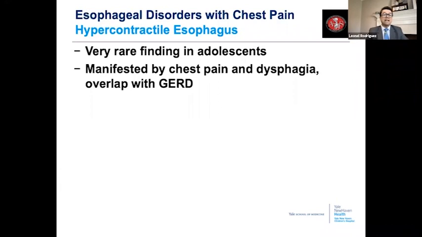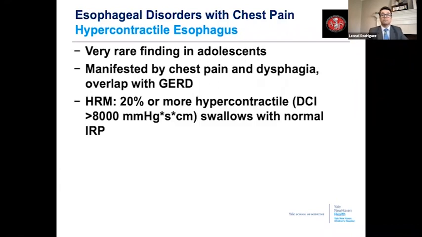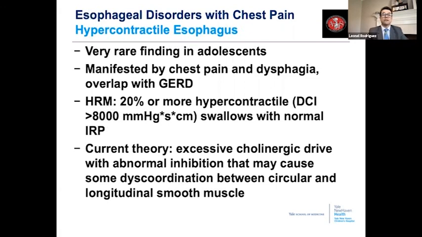Hypercontractile esophagus. This is also a very rare finding in adolescents. It is manifested by chest pain and dysphagia, and there is an overlap with reflux. The high-resolution manometry demonstrates that 20% or more of the swallows are hypercontractile with normal IRP. There is a current theory that there is an excessive cholinergic drive with abnormal inhibition that may cause some discoordination between the circular and the longitudinal smooth muscle, causing the spasms.